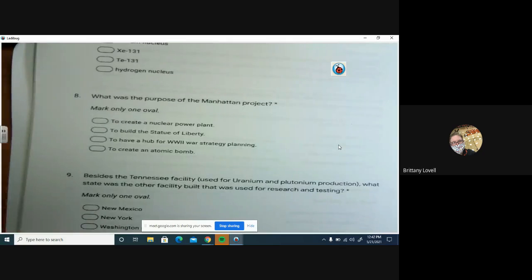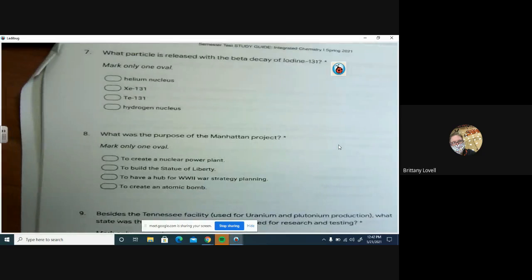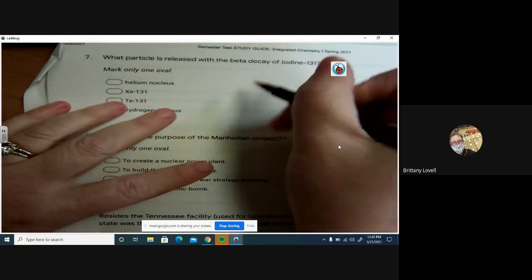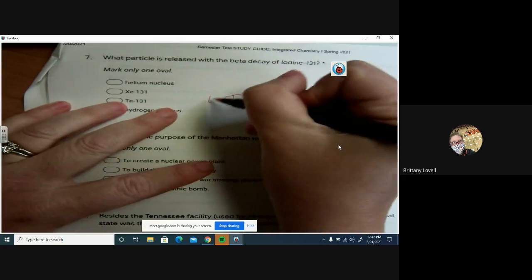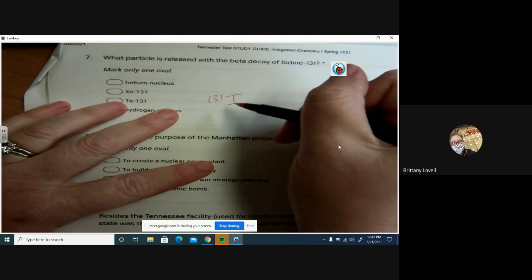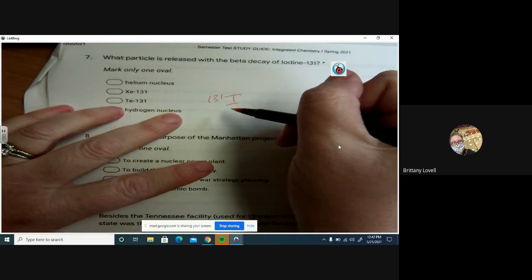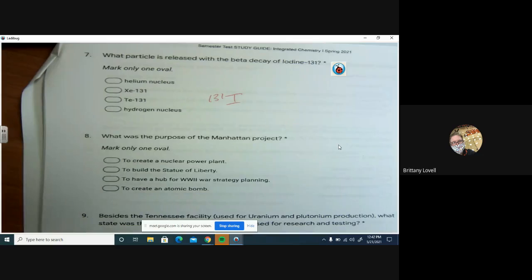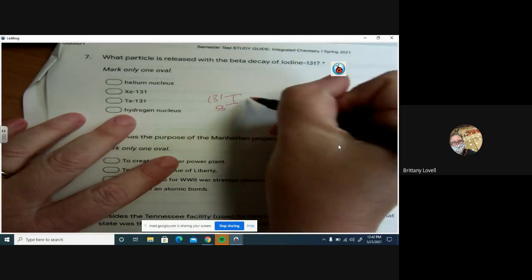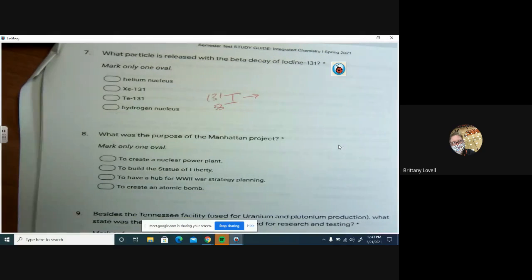Now, number 7. Okay, what particle is released with the beta decay of iodine-131? And again, this is one of those problems where you're going through a decay process. Iodine-131, you have to come up with the proton number, which is on the periodic table. So iodine is number 53. Number 53. And it's going to break down to produce, oh, hang on just a second.